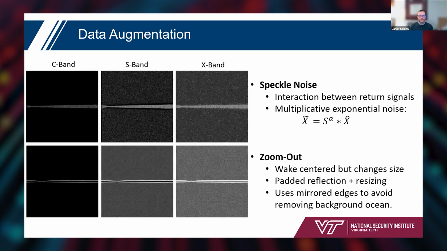So just a quick example of the two different data augmentations that we used. The top here is speckle noise. Basically, it's what it looked like before, but a little grainier. The bottom is zoom out, so that the wake size shrinks a little bit. The zoom out isn't too radical, and we mirrored the edges a little bit too, so we're not creating weird boundaries, removing any of the background.